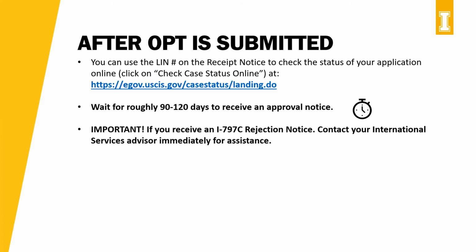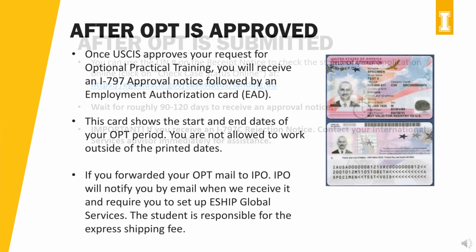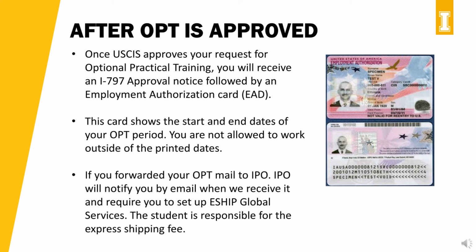It is very important that you contact your International Services Advisor immediately if you receive an I-797C rejection notice or request for additional evidence. After your OPT has been approved, you will receive an I-797 approval notice followed by an employment authorization card referred to as an EAD. This card shows the start and end dates of your OPT period. You are not allowed to work outside of the printed dates.